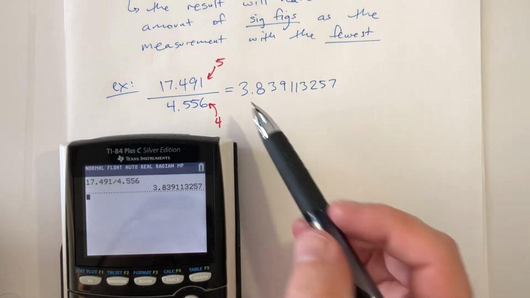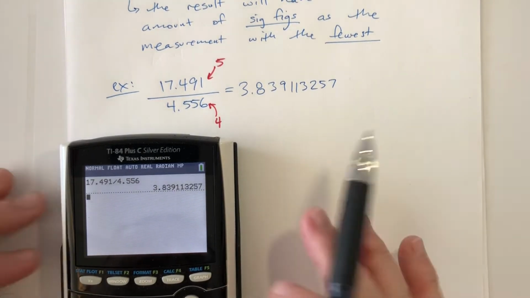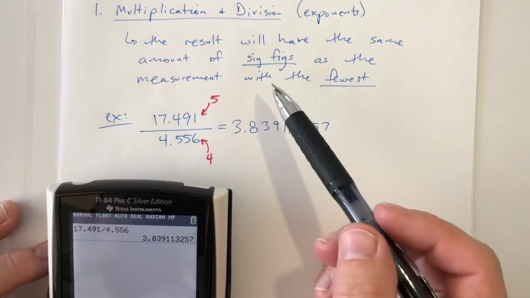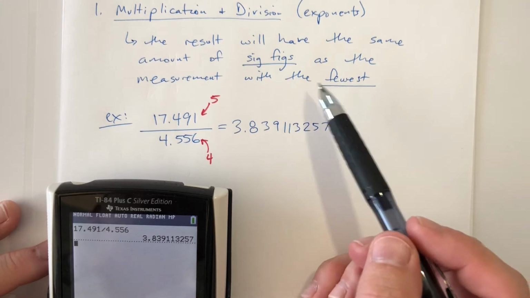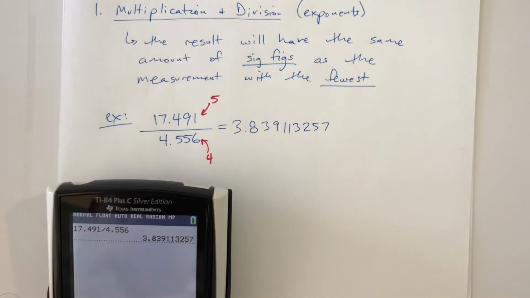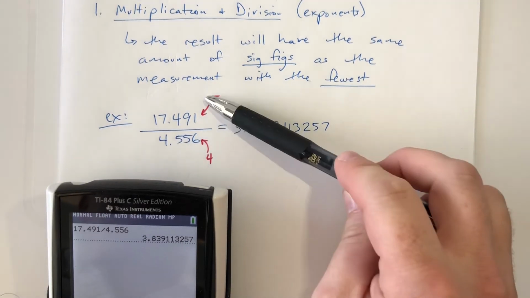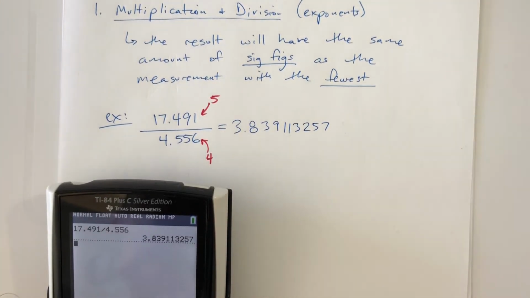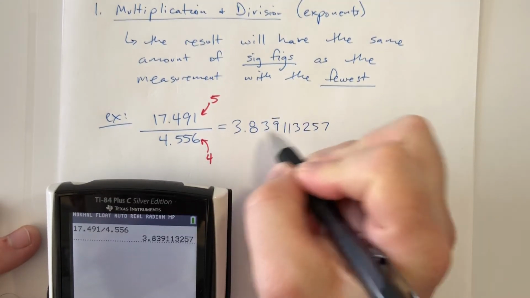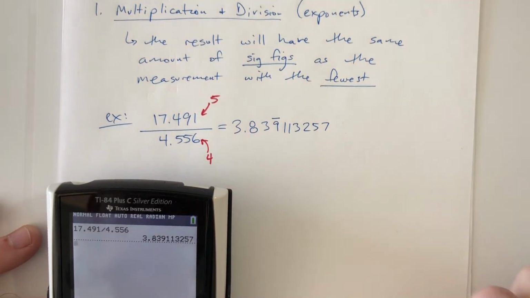But we do need to keep however many sig figs we're allowed to keep. We're assuming these are measurements, and the rule says that whichever one has the fewest amount of sig figs is how many your answer is going to get. So essentially, since this has 4 sig figs and this has 5, we can only keep up to 4 sig figs for our answer. So 3.839, and that's 1, 2, 3, 4 sig figs.